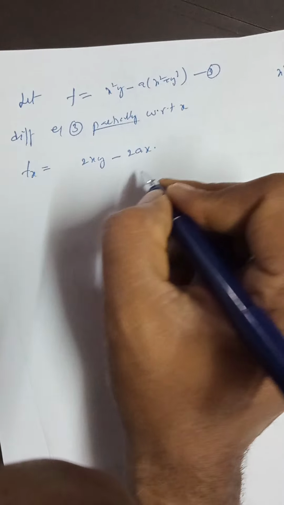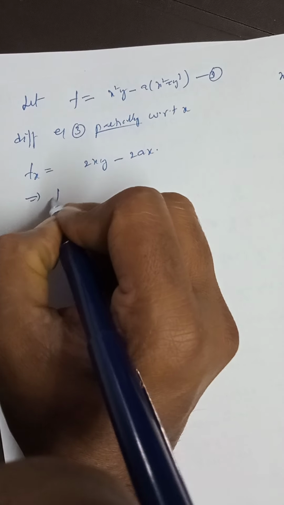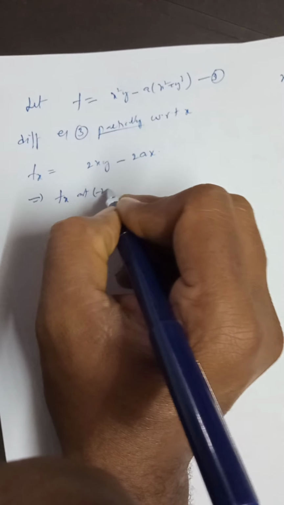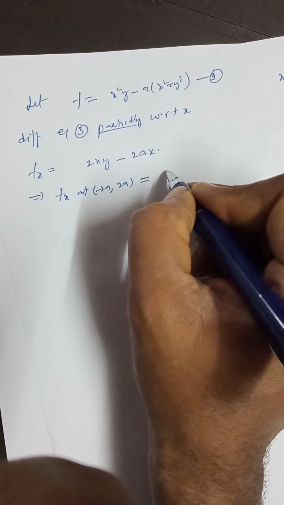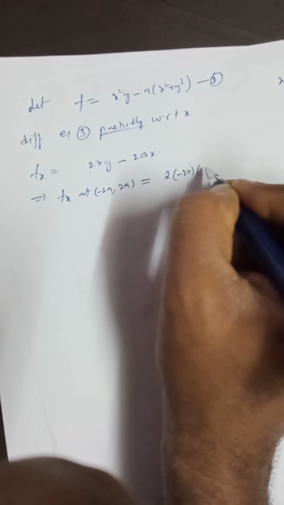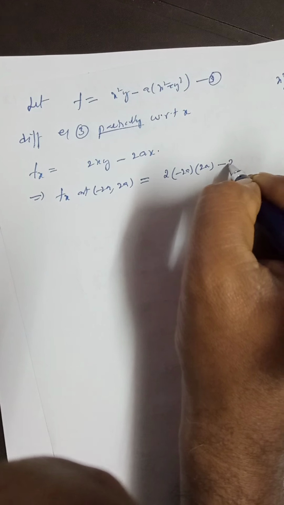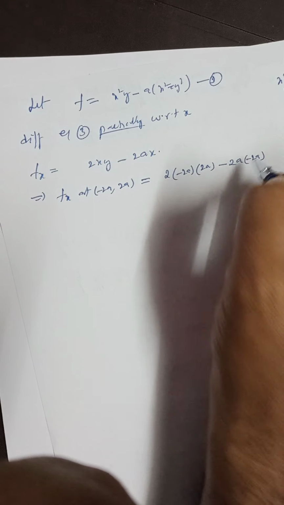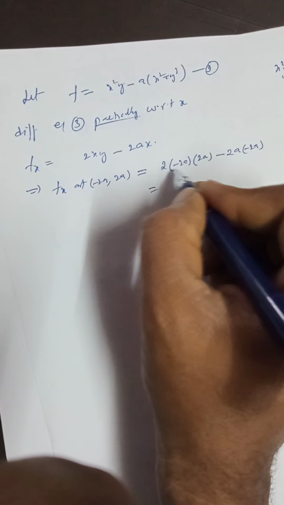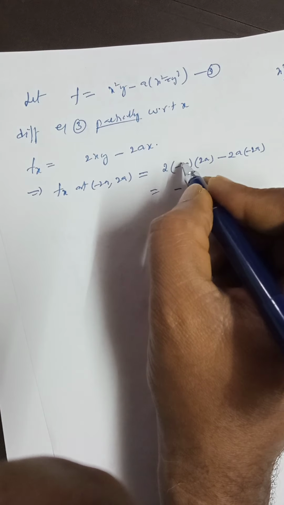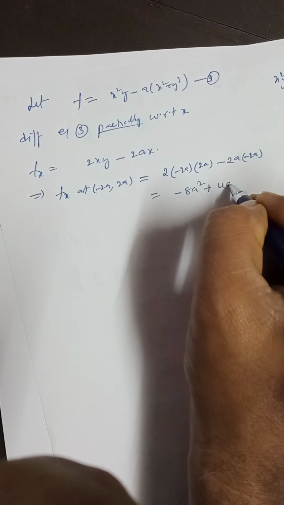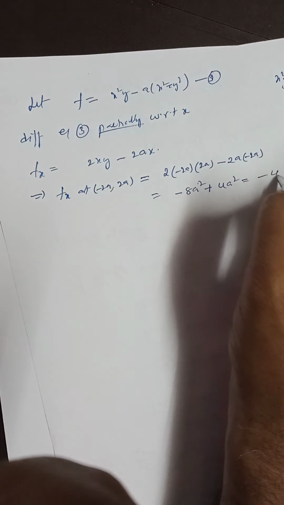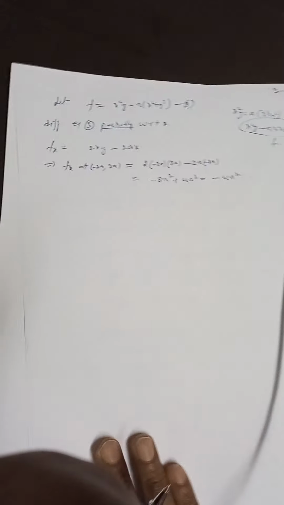Right. Now I want fx value at x is equal to minus 2a and y is equal to 2a. This is equal to 2 into minus 2a into 2a minus 2a into minus 2a. This is equal to minus 4a square plus 4a square... is equal to minus 4a square is the answer, right?